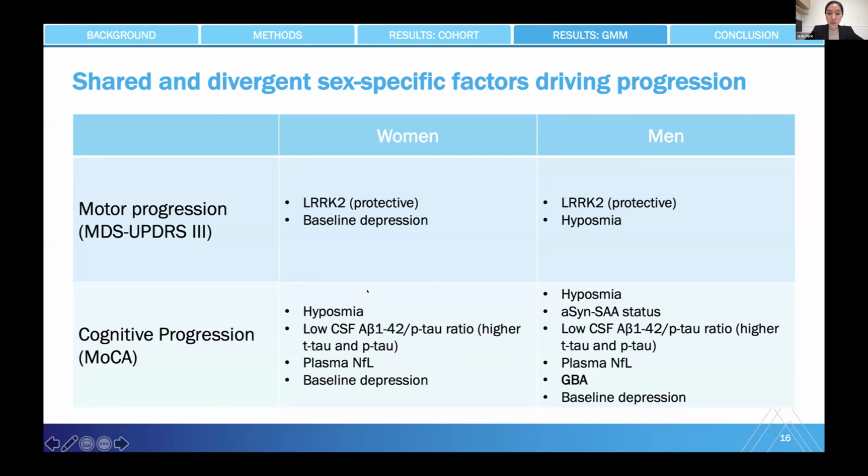And I didn't have a chance to go into showing the trends specifically, but it was interesting that AD pathology with higher p-tau levels contributed to lower CSF A beta to p-tau ratios. And having this lower ratio increased your likelihood of being a part of a faster progressing MoCA class. And you saw that for both men and women, and this also held for GBA variant carriers.